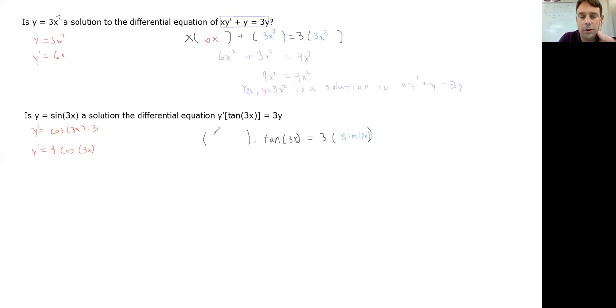So we plug it in here, and now we have to go through and simplify. Do we get the same thing on both sides? Is it going to be a solution? So 3 cosine of 3x times sine 3x over cosine 3x.